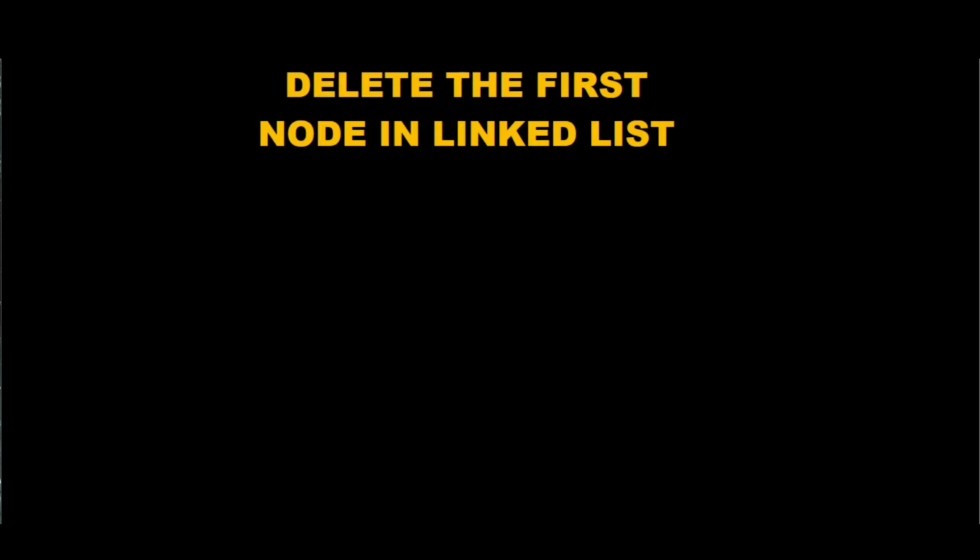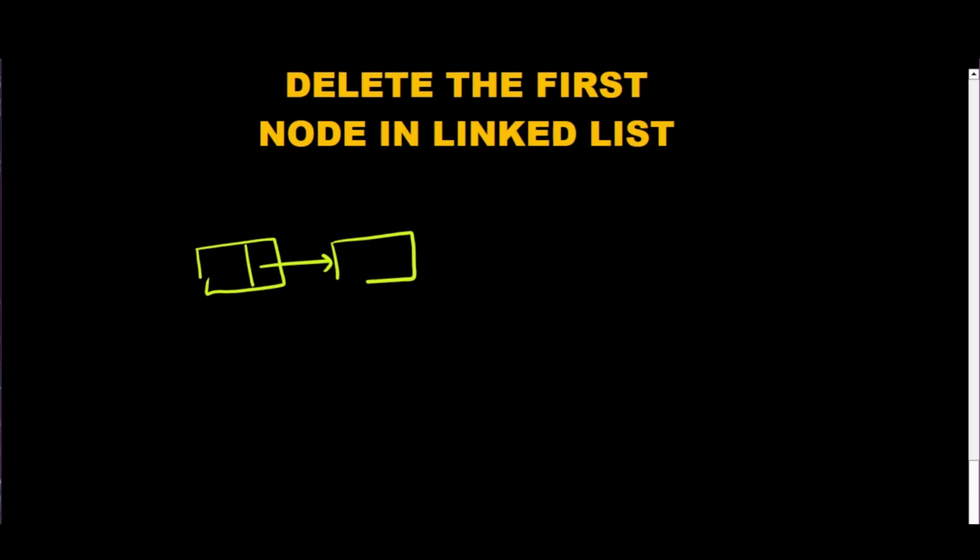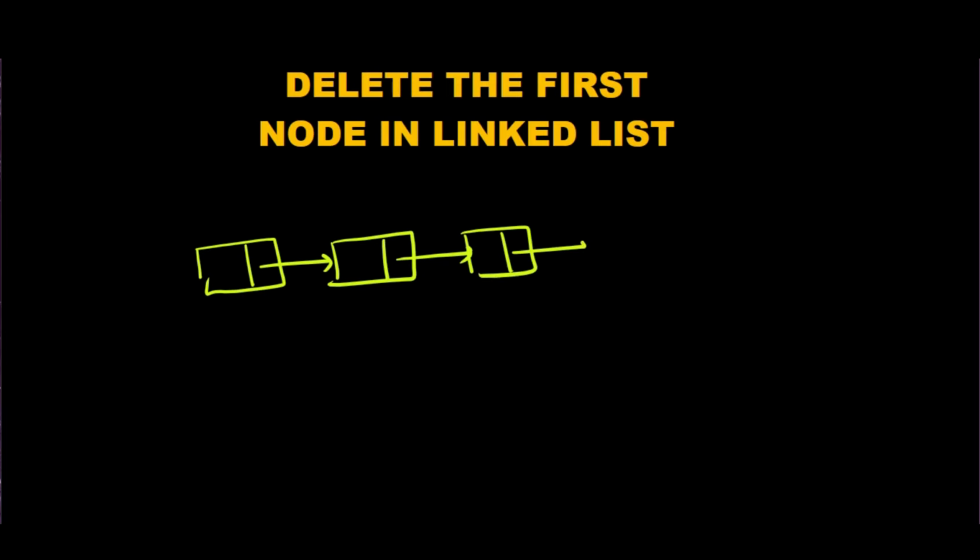Let's suppose we have a linked list like this. There are a few nodes connected with links, and the last is connected to null. Let them be 10, 20, 30, and 40. Here we want to delete the head node of the list. So this is the head node.